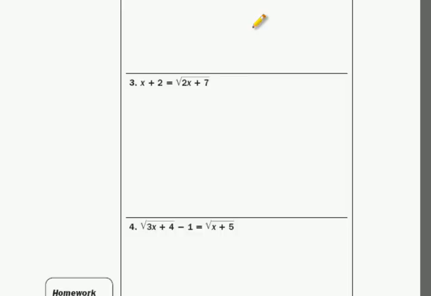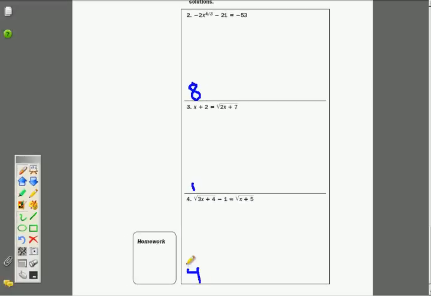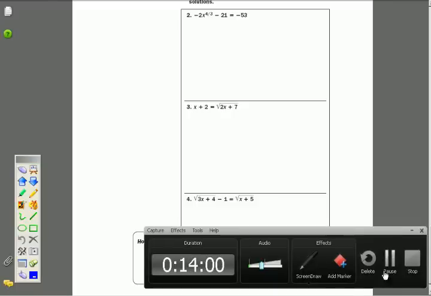On checkpoint number 2 here, you should have come up with 8 for a solution. Checkpoint number 3, 1, and checkpoint number 4, you should have got 4 for a solution. So I hope you got those. If you didn't get those, let's take just a second and talk about it. Go ahead and pause it, work on them again, see if you can get these, and then we'll take a minute and just see what we got here.